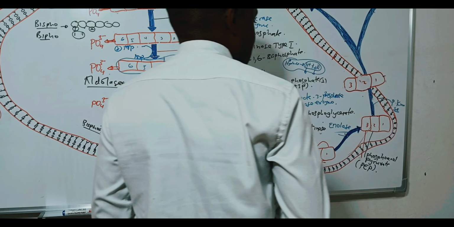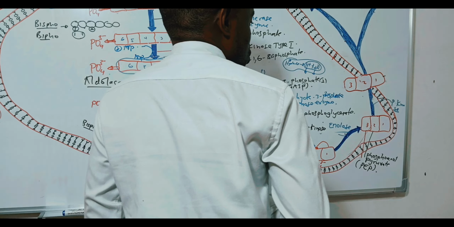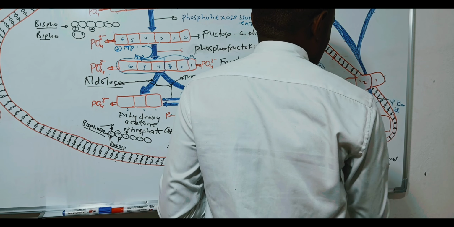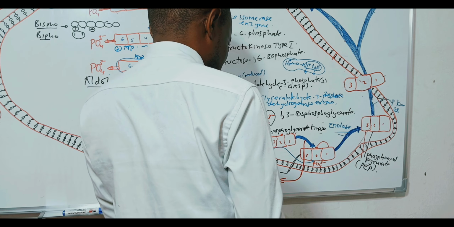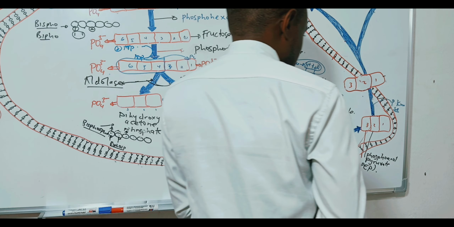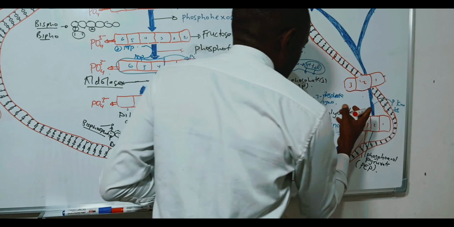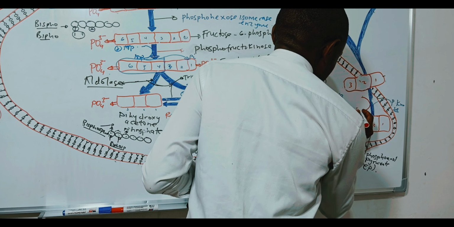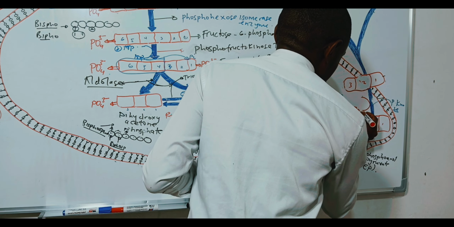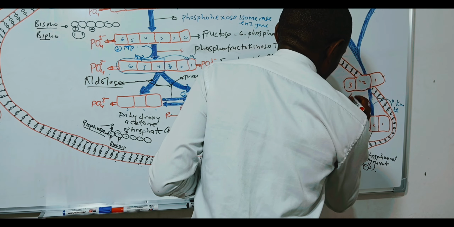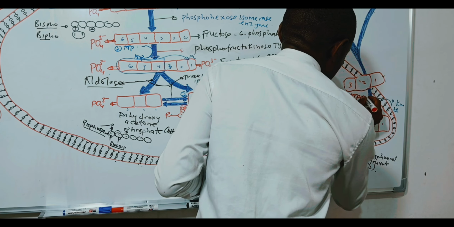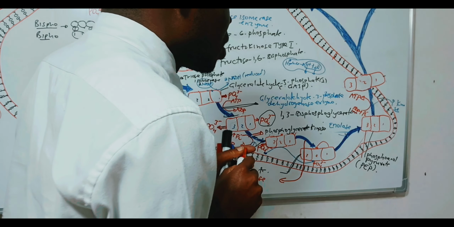The pyruvate kinase enzyme is going to do what? It is going to remove the phosphate. But if this phosphate is removed, what's going to happen here? The phosphate that is being removed is going to attach onto this ADP. So it is going to attach to this ADP here, to form what? ATP. Therefore, we are forming the second ATP molecule directly.